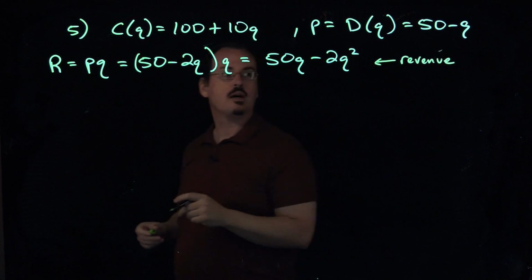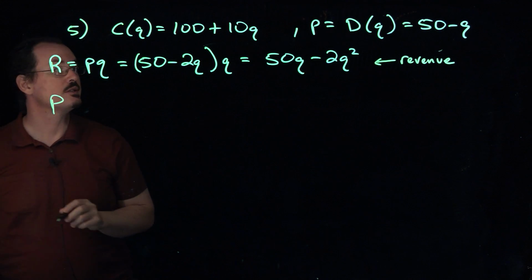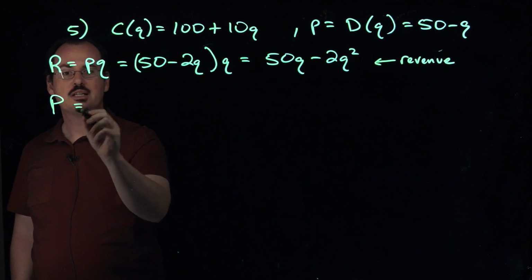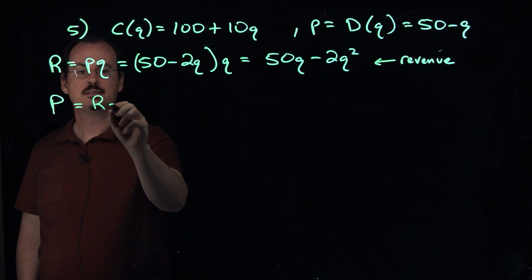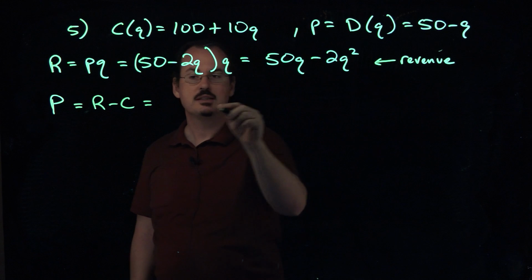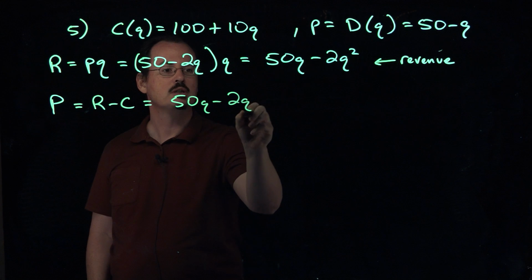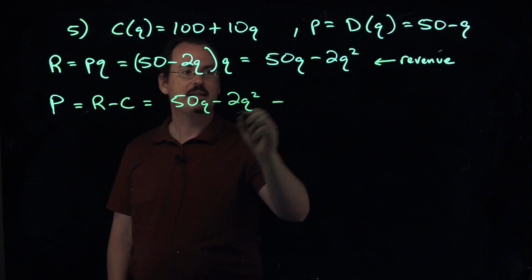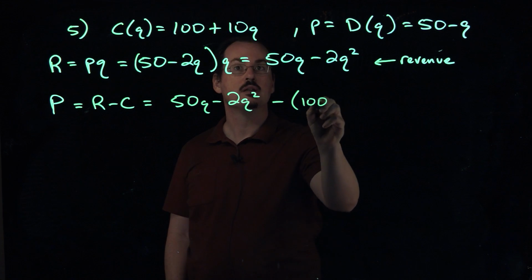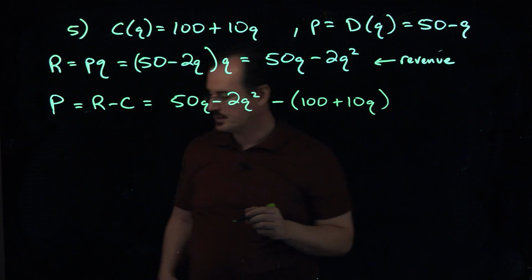Then we've got to remember how profit is defined. I'm going to use a capital P for profit. I hope we can make the distinction between the capital P and the little p. That's big P, that's profit. What is the definition of profit? It's revenue minus cost. The revenue function is 50Q minus 2Q squared, minus cost, and the cost function is 100 plus 10Q.